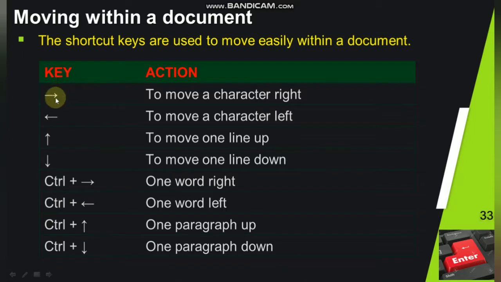Here we used to call them shortcut keys. Okay, so all these 4 arrow marks are called movement keys. If you are pressing the right arrow, the action will be to move a character right. If you are pressing left arrow, it is to move a character left. Like that they have given a tabular column. From this tabular column they may ask you one more question.